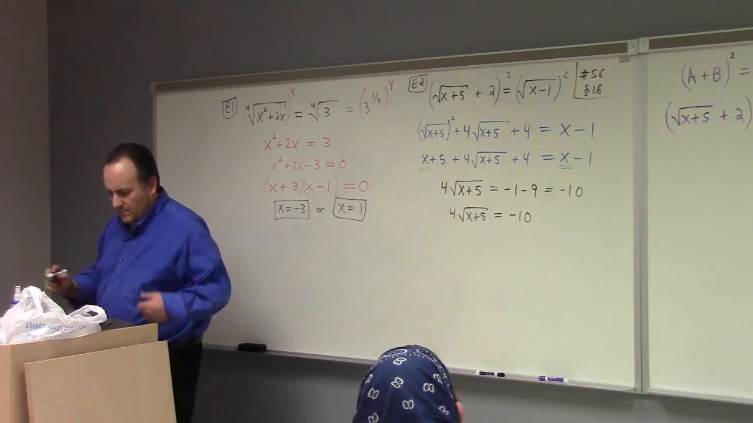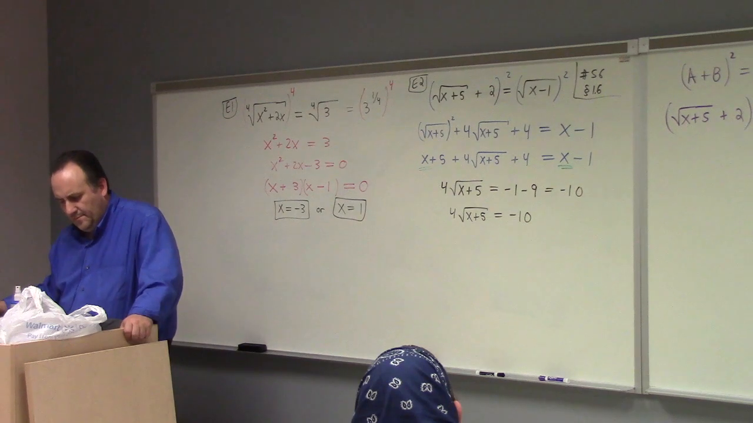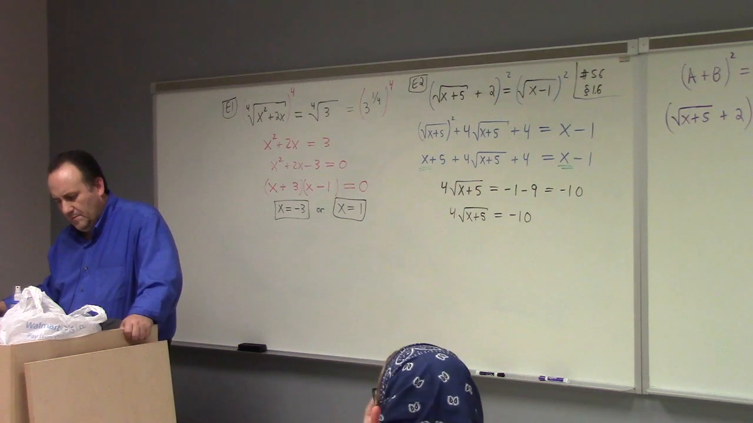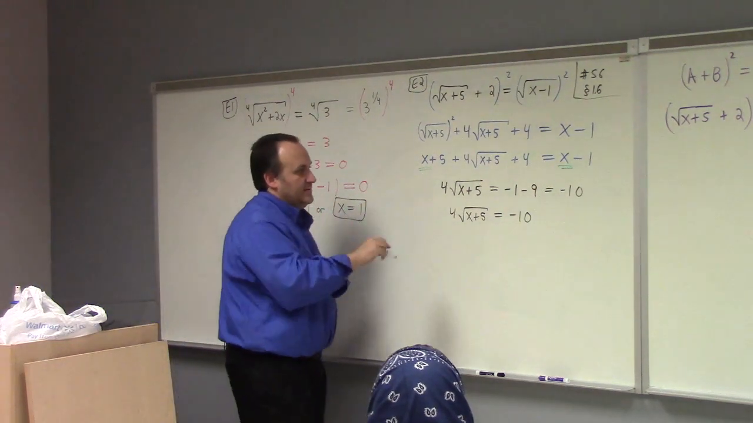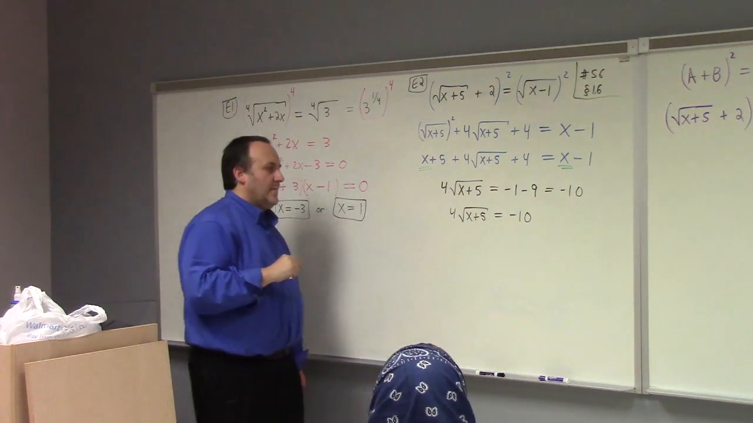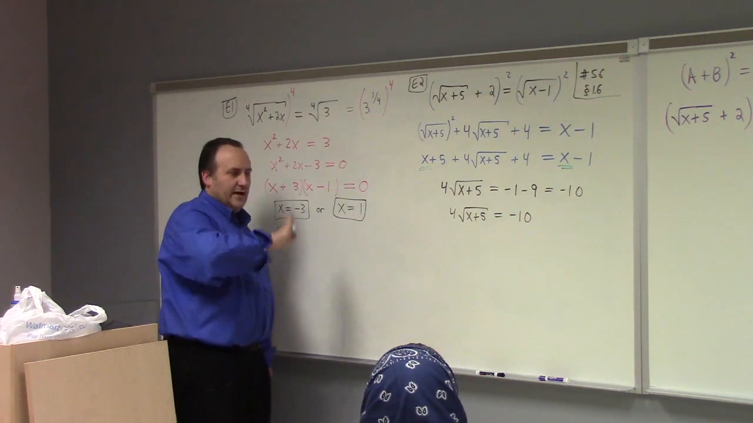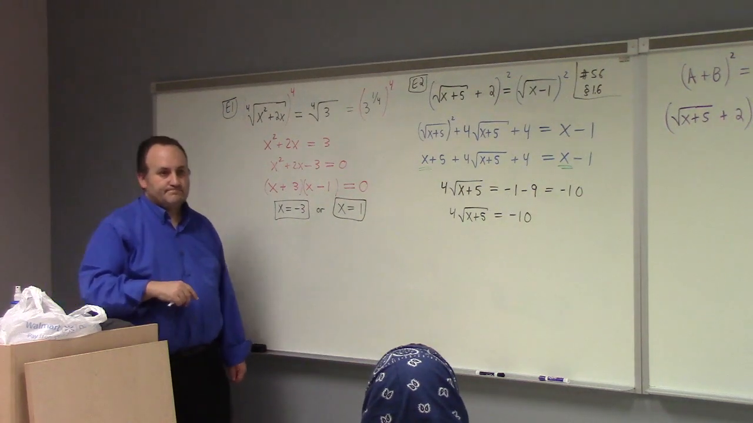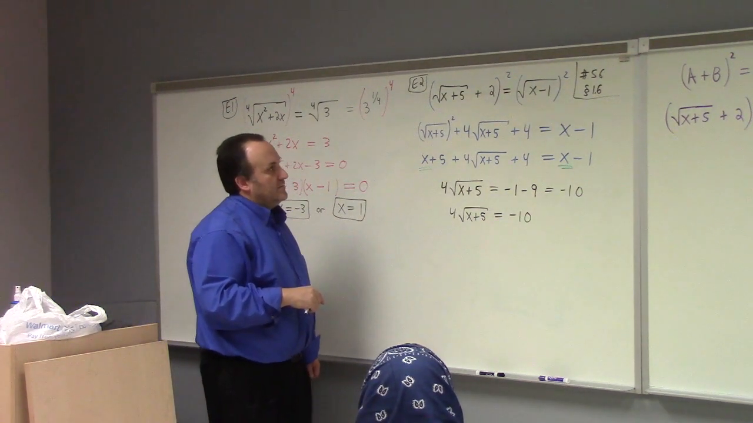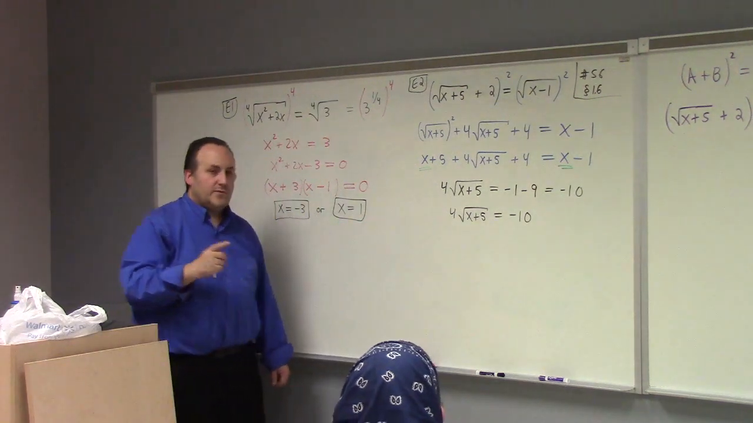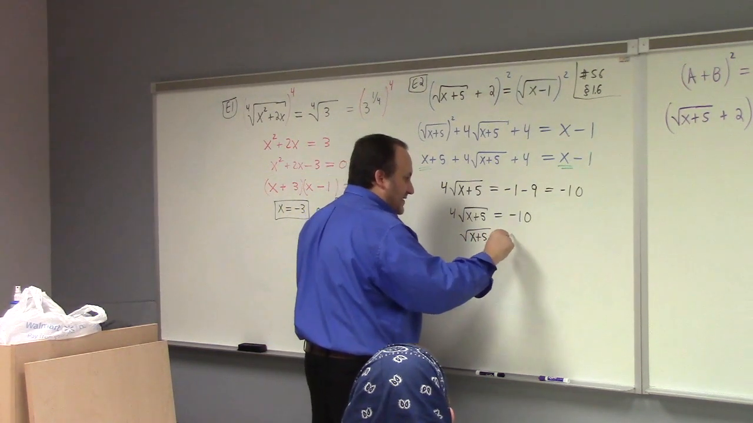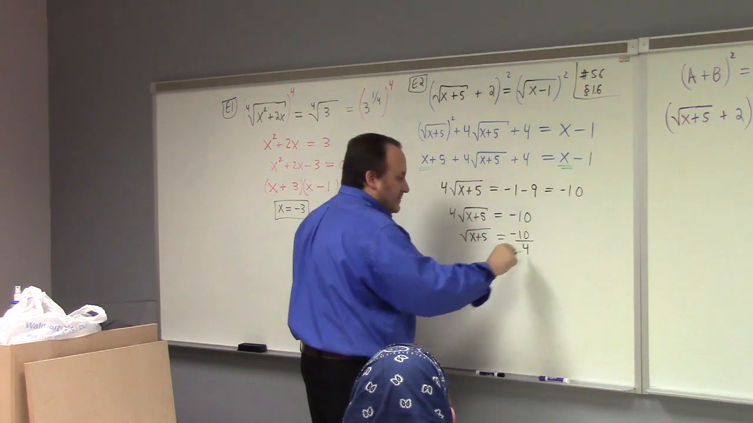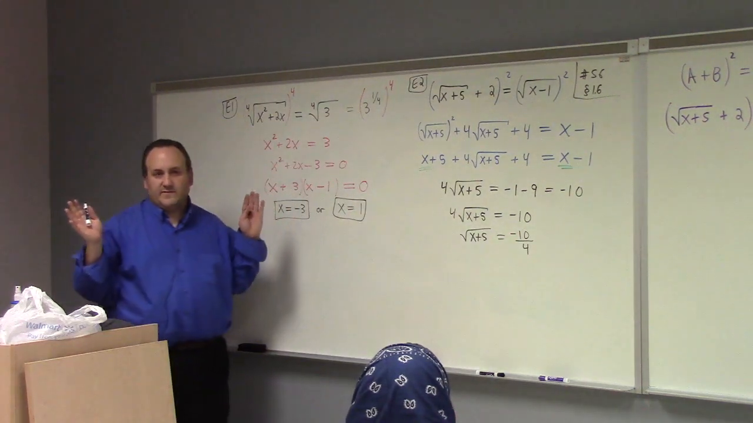See, I'm not sure I believe that. Yeah, but I had to move it to the other side. Okay. Now, at this point, I know that it's not going to work. Where'd the minus 1 come from? Oh, I see. Okay, sorry. So, look, I'm up against the square root of x plus 5 is equal to minus 10 over 4, right? I can stop right there. I don't need to go any further. There's no solution.